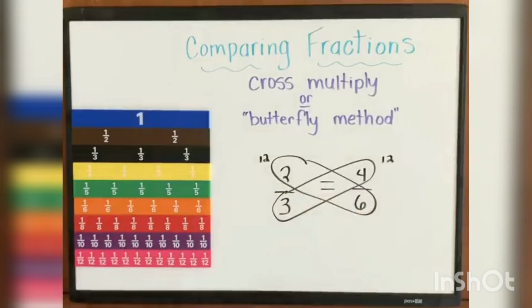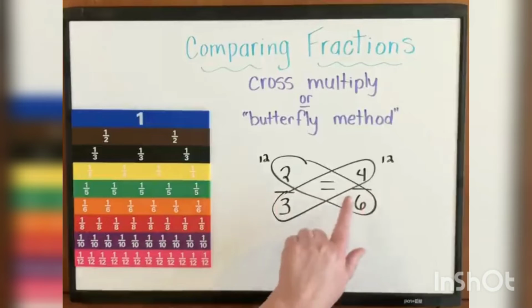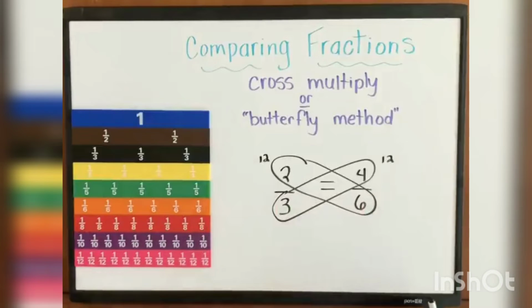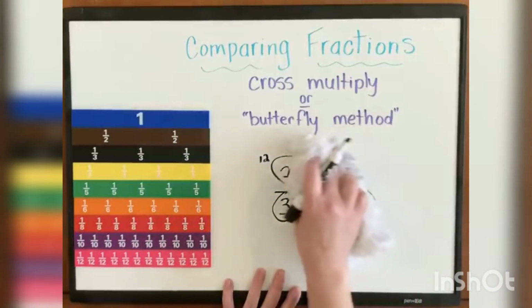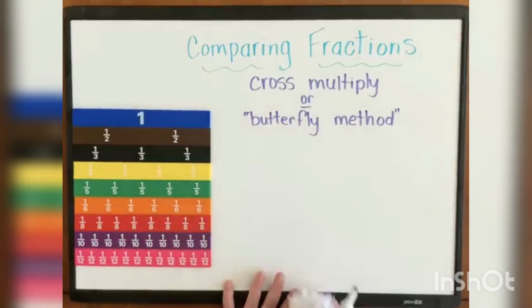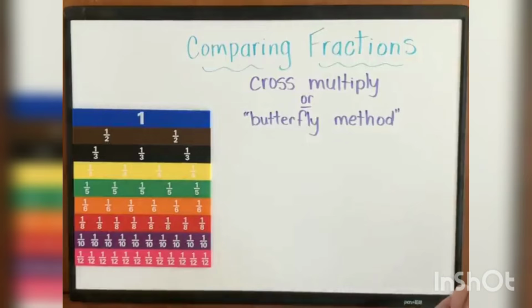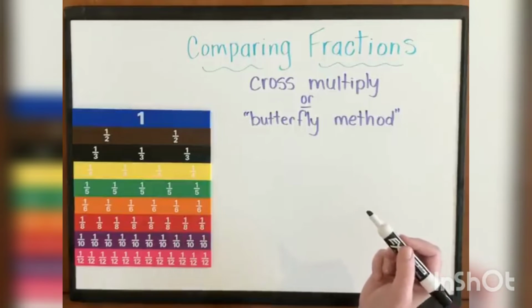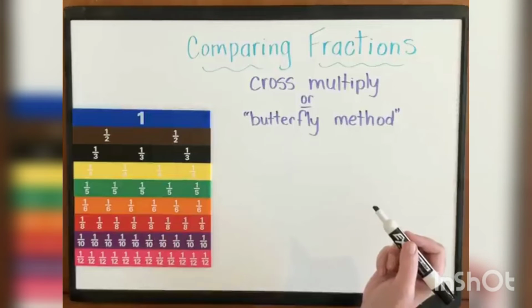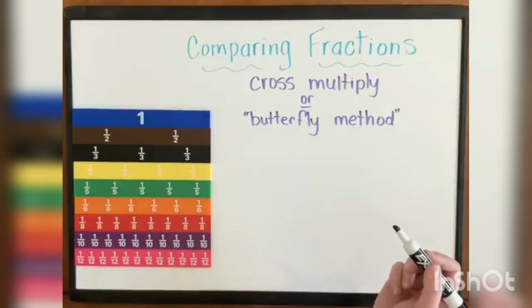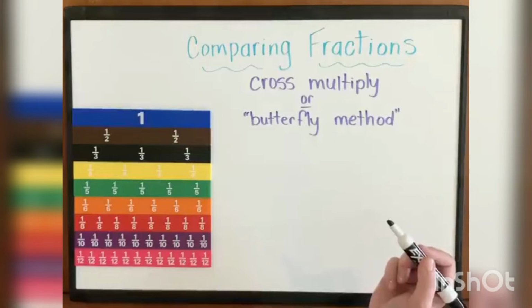Now, I like students to use the butterfly method until they don't need it anymore. I always tell my students that when I teach you a strategy, use it until you know you don't need it anymore. It can get a little messy with all of those circlings. I've seen kids cover numbers accidentally, so you have to be very careful with it. I like to cross multiply without the butterfly wings because I think it's much neater and it goes much faster.